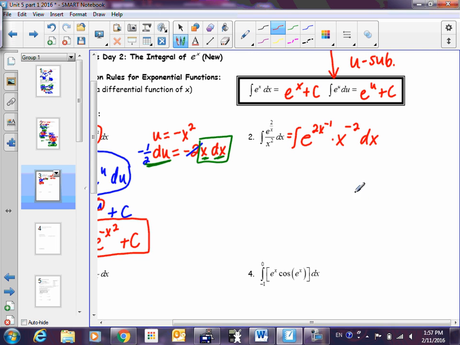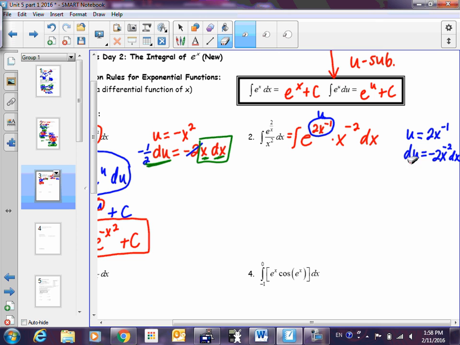All right, now let's think back to what we did in problem 1. What did we let u equal? This power right here. That's going to be the u. So u is 2x to the negative 1. Then du would be negative 2x to the negative 2 dx. Remember, when you're deriving, you subtract 1. When you're integrating, you add 1. I'm going to rewrite this over here just because it's too small. So du equals negative 2x to the negative 2.